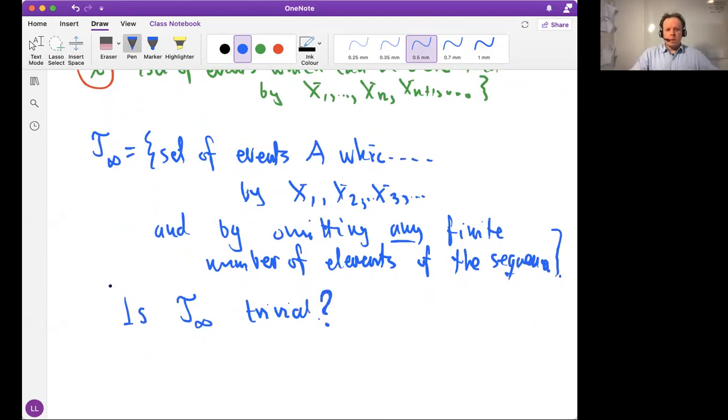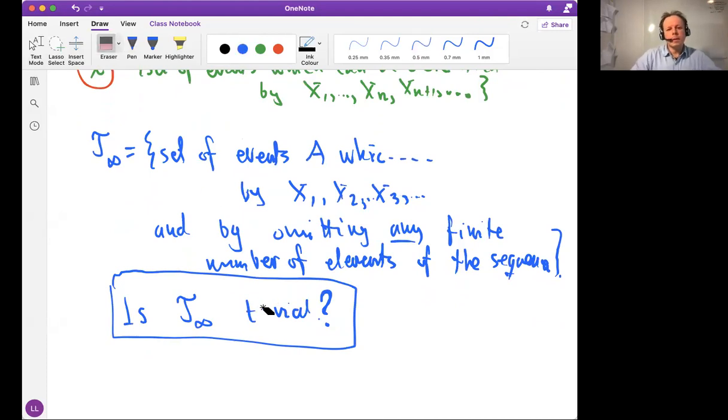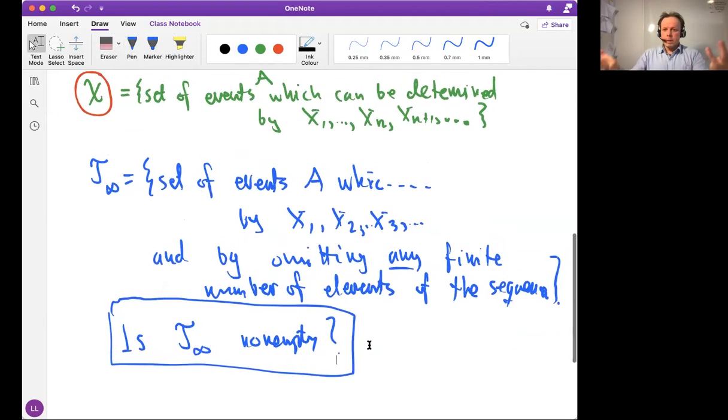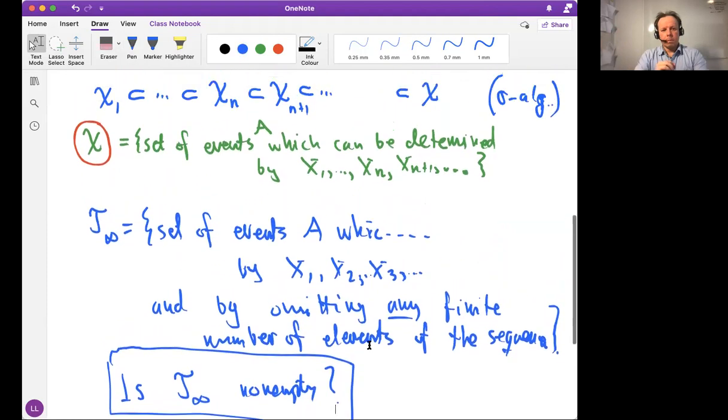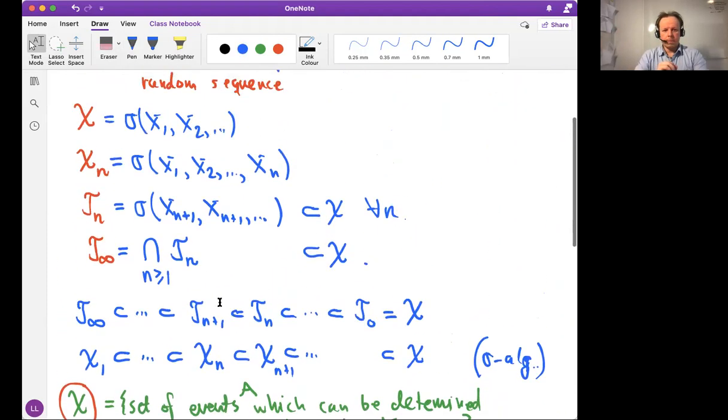Now the first question is: this T infinity, does it contain anything? Is it non-empty? Is there anything in this sigma algebra? Are we speaking of something, or of nothing? Let's look at the definition once more. It's the intersection of sigma algebras. Can this intersection be empty, or can we be sure that this collection is non-empty?